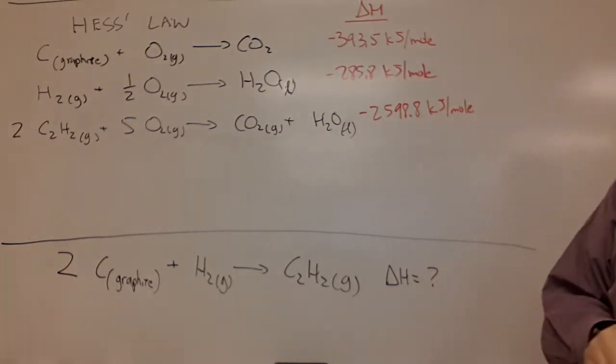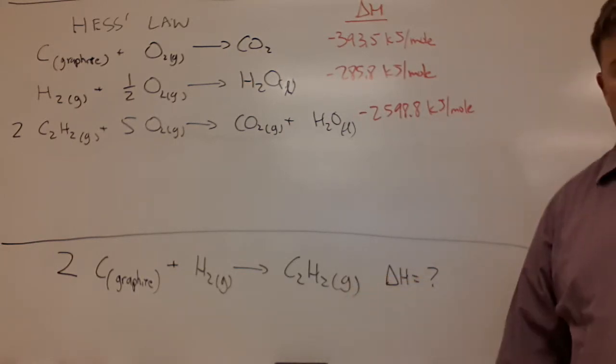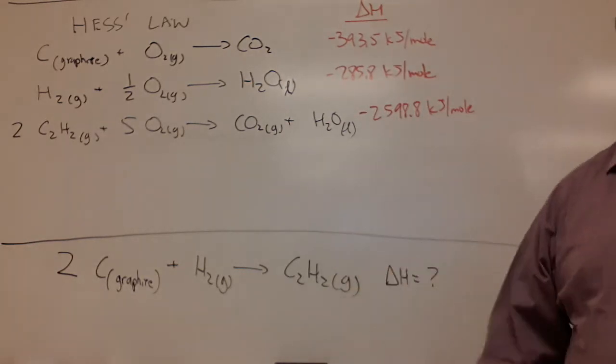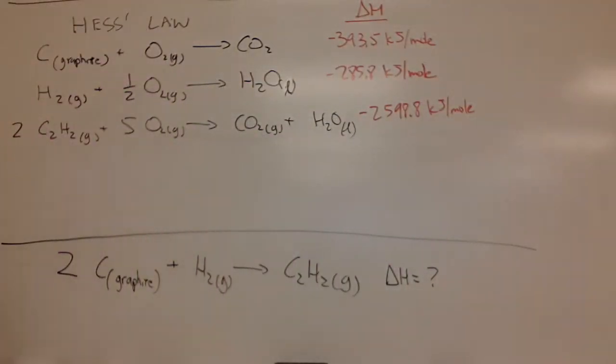All right? So those are the three equations that I'm going to use to try to get my overall equation down here on the bottom. What you need to do first is make sure that the things that you want are on the right side of the equation. So down here I've got graphite. Is graphite on the reactant side of the equation? If you look up here, graphite is on the reactant side of the equation.